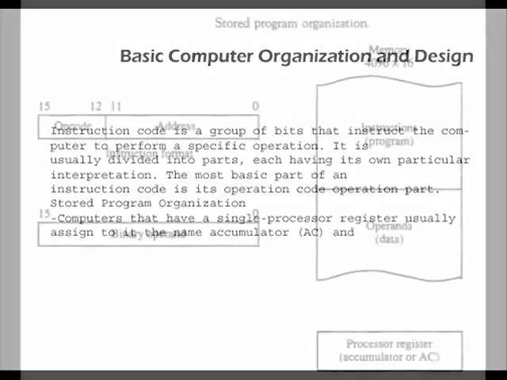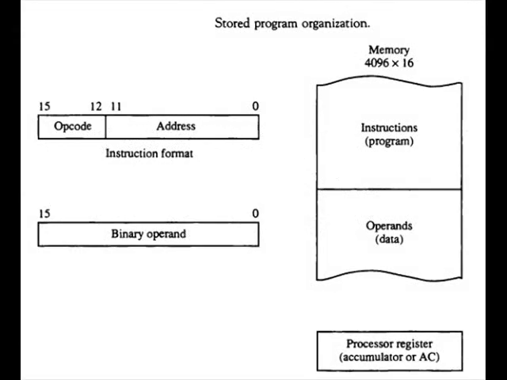The diagram for the instruction code is shown in the figure. Bits 0 to 11 represent the address part, the memory locations, and bits 12 to 15, the 4 bits, represent the opcode, that is the operational part. This is the instruction format of the instruction code.